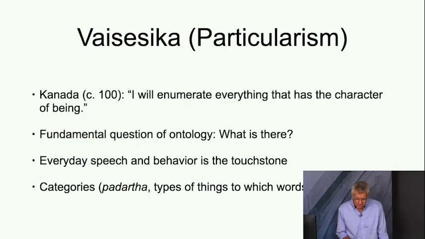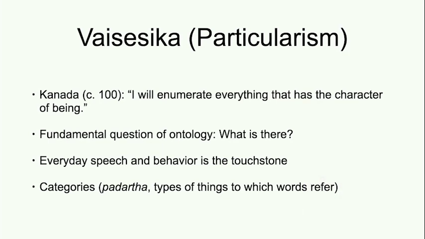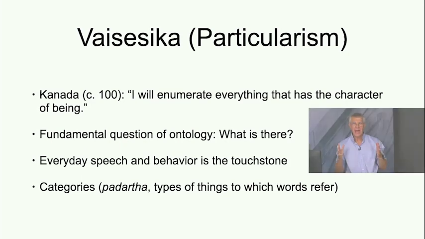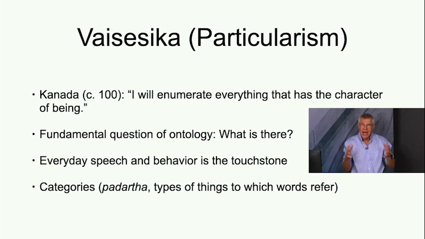Now, let's talk in particular about Vaisesika, or particularism. The figure we're going to look at, who is said to be the author of the Vaisesika Sutra, is Kanada. He lived around the year 100, and he says, I will enumerate everything that has the character of being. He puts together a system of categories that is meant to outline the basic categories of being, and to answer the most fundamental question of metaphysics, of ontology: what is there? Well, the answer is going to be, as the name of the school indicates, particular things.